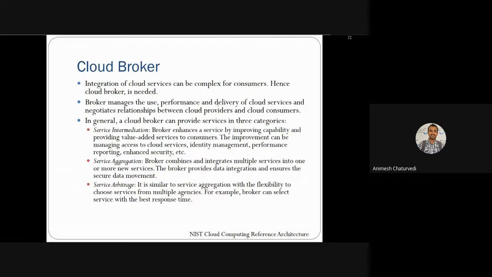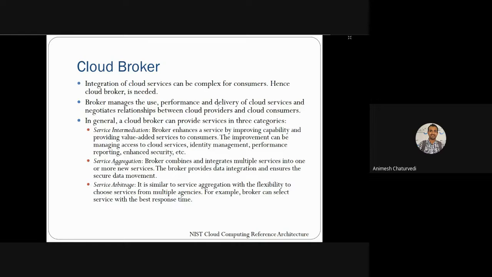Service intermediation means it enhances the quality of service by improving capacity and providing add-on features to the service, so the consumer can have better service. So in service intermediation, the broker improves management and access control of these services. Identity management can be improved by the broker, performance reporting can be improved, and security can be enhanced.